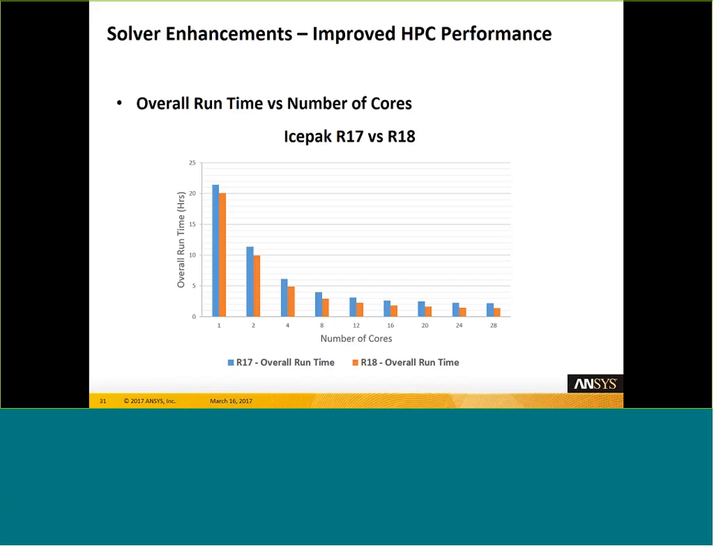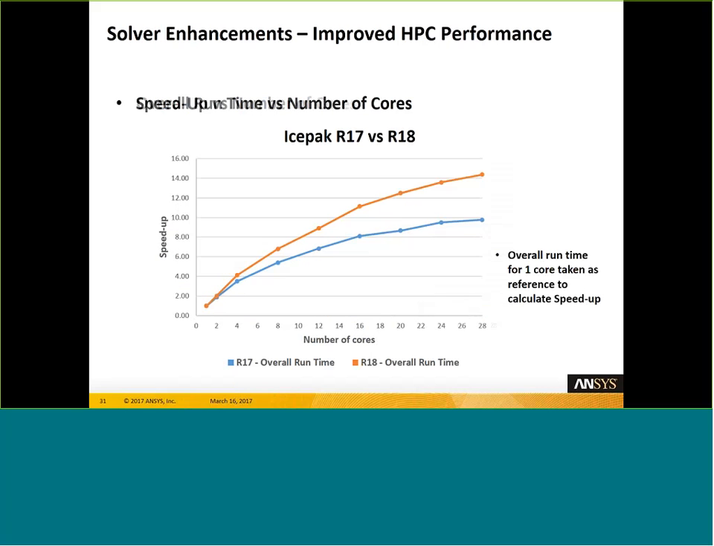So comparing release 17 to release 18, you can see here the overall runtime versus number of cores. And you do see an improvement at release 18 compared to 17. And at 17, we saw a similar improvement. So we're making strides here at each release to improve HPC performance and maintaining great scalability and leveraging the Fluent solver.